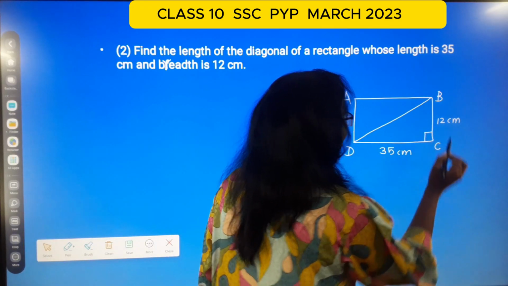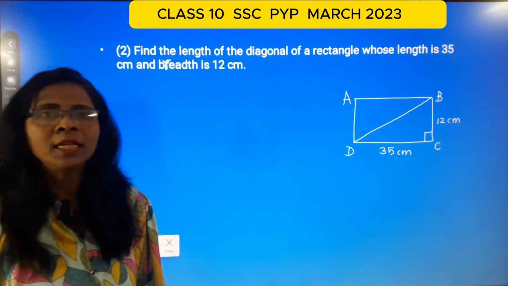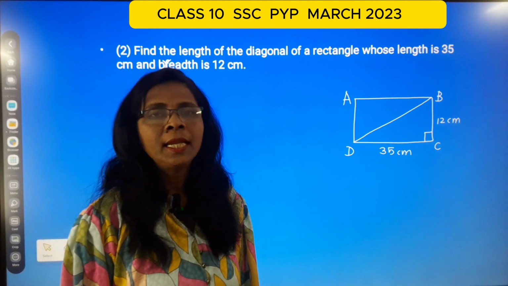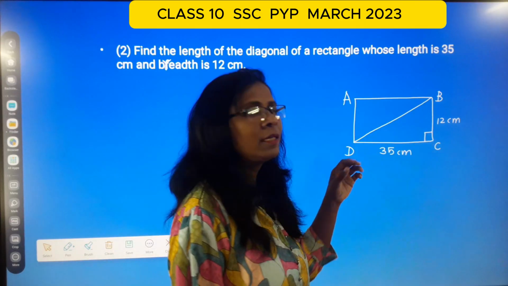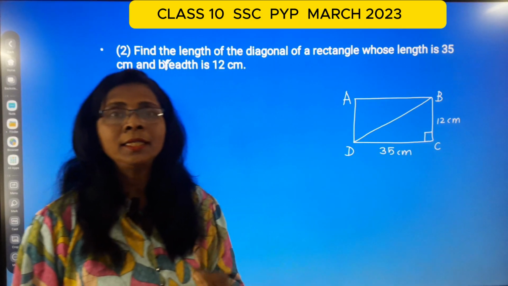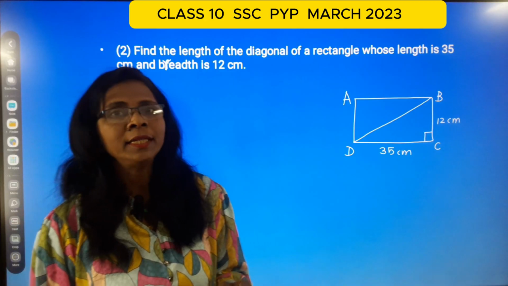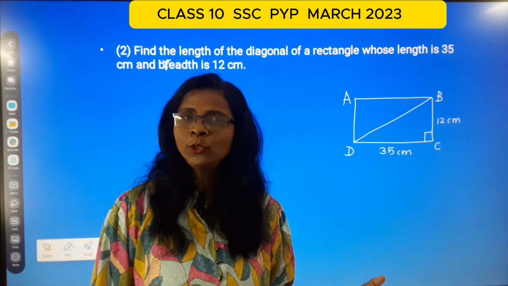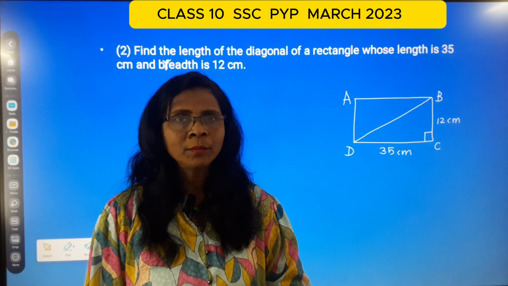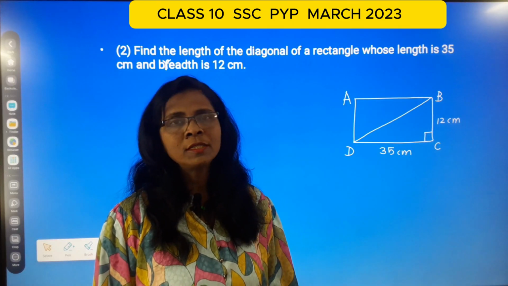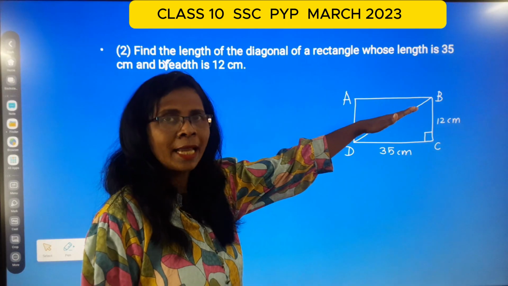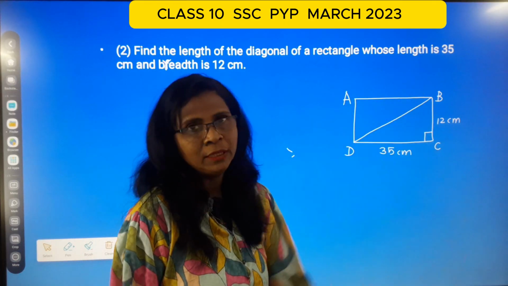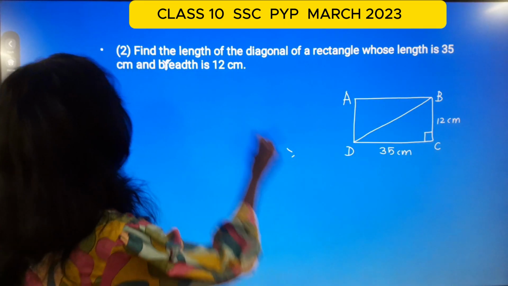Now each and every angle of the rectangle is 90 degrees, and that means this BCD is a triangle, a right angle triangle, and then you can use the Pythagoras theorem here. Applying Pythagoras theorem, you can calculate the length of the diagonal DB students. So let us solve it.